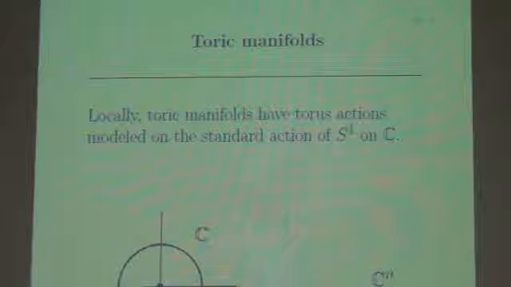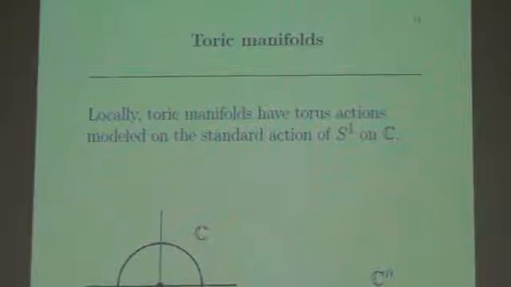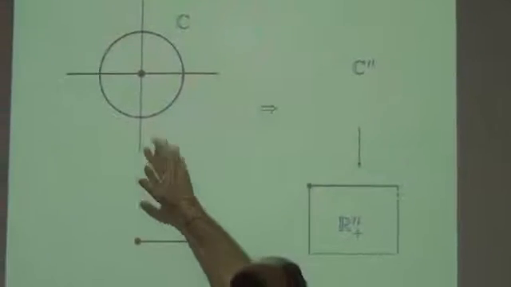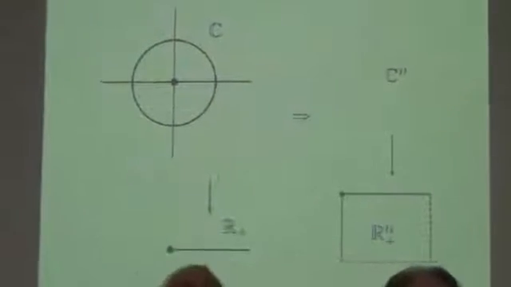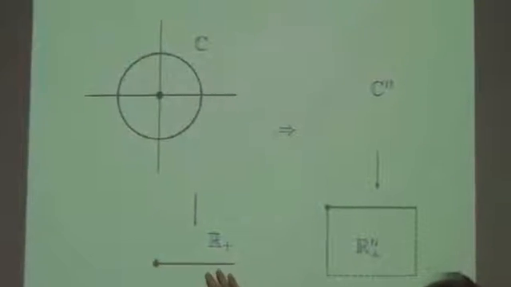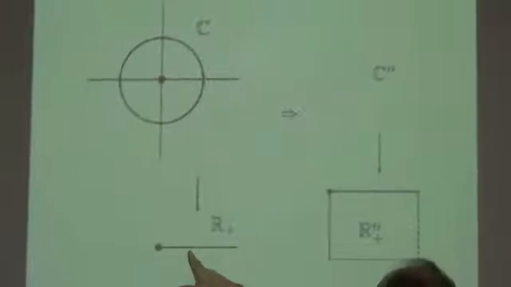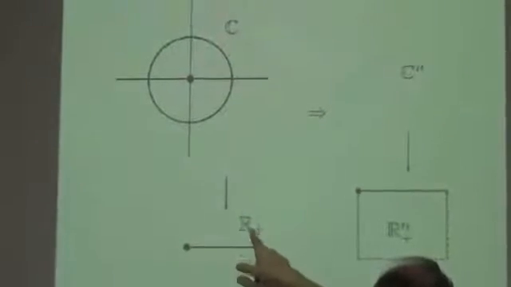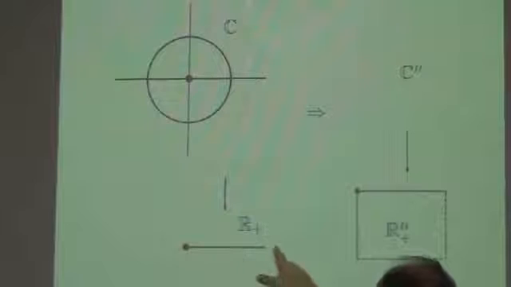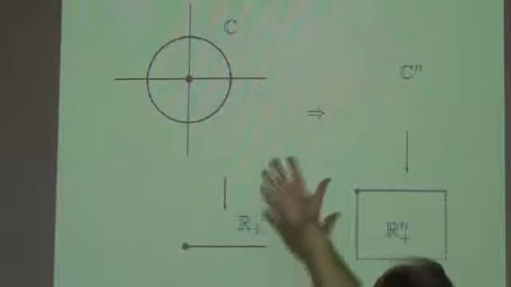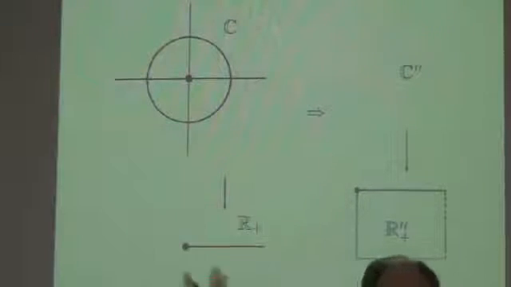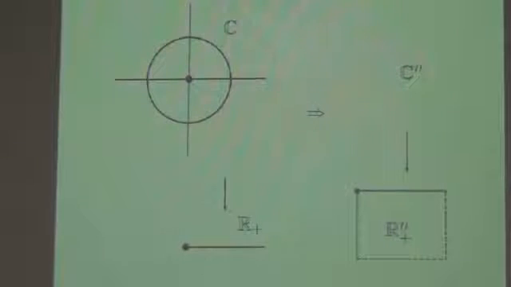Now, I have to say what a toric manifold is. Well, here is the model for the toric manifold. If you take the complex numbers, there is a standard action of the circle on the complex numbers, and this is the orbit space. And it turns out that this copy of R+, that's a combinatorial object. This is a polytope. So this is the connection between toric geometry and combinatorics. That's all there is.